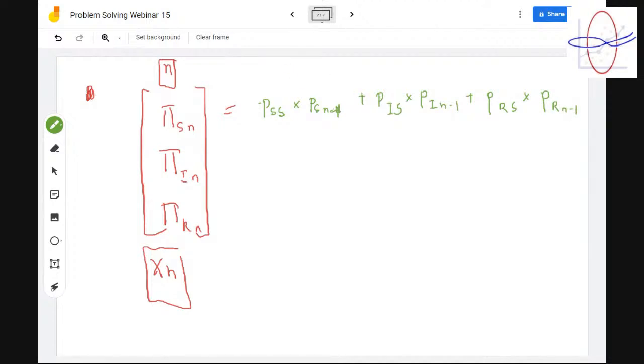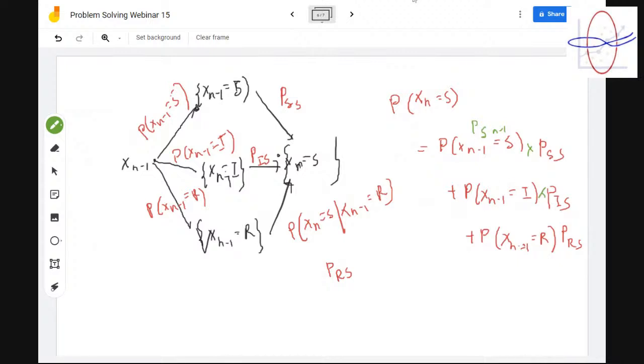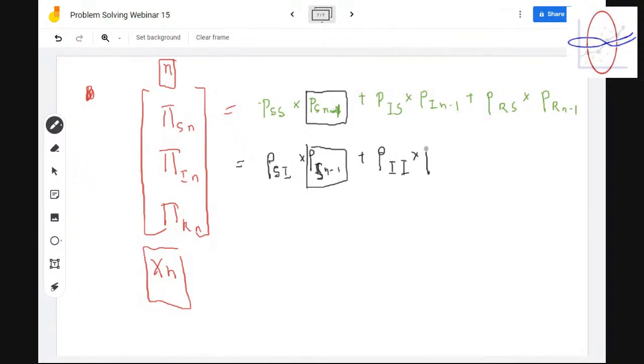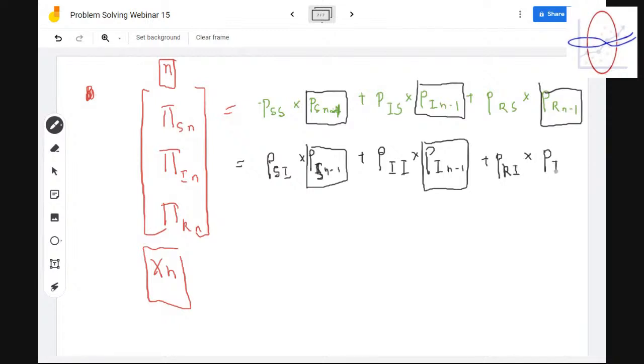All of you understood this, guys? Similarly, we will get here PSI into pi S n minus 1, plus PII into pi I n minus 1, plus PRI into pi R n minus 1. I'm just marking it like this.